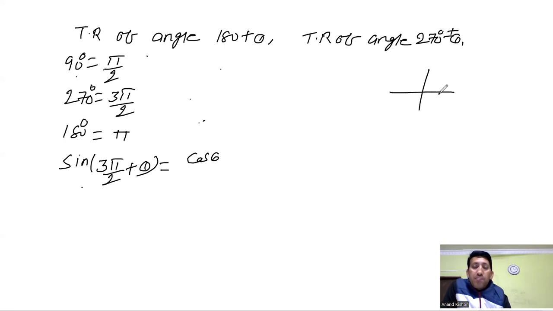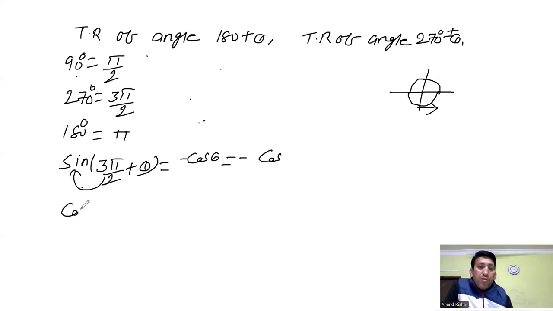See, this is pi by 2. This is pi. This is 3 pi by 2. This is 2 pi. 3 pi by 2 plus something is the fourth quadrant, sine negative. So minus cos theta. In place of theta, we have 3 pi by 2 plus theta, okay, minus cos theta. So sine 3 pi by 2 plus theta is minus cos theta.